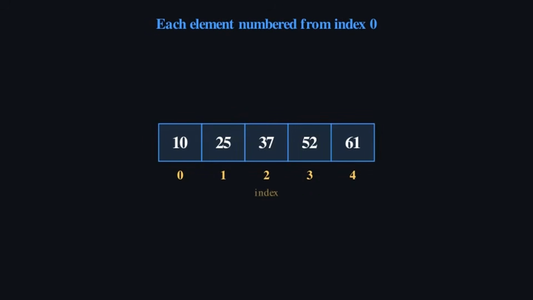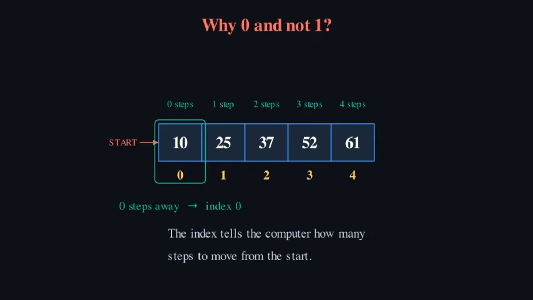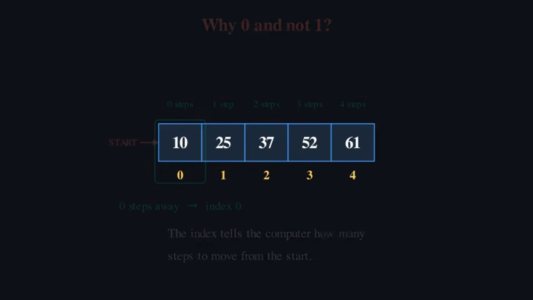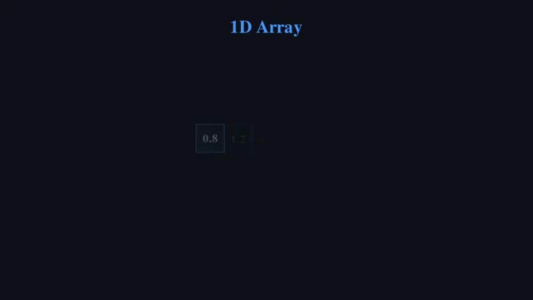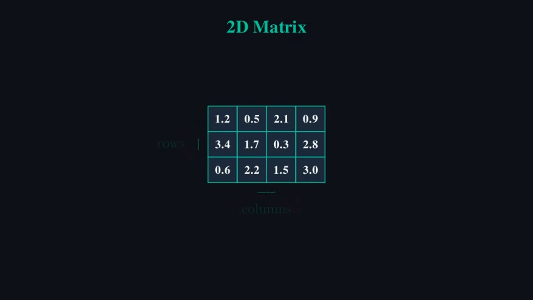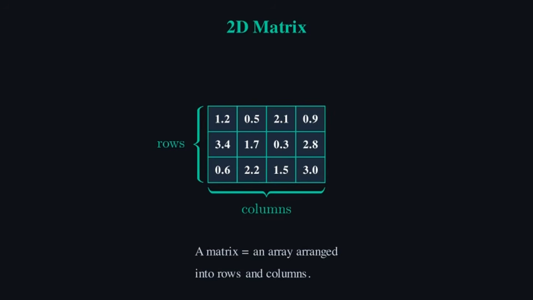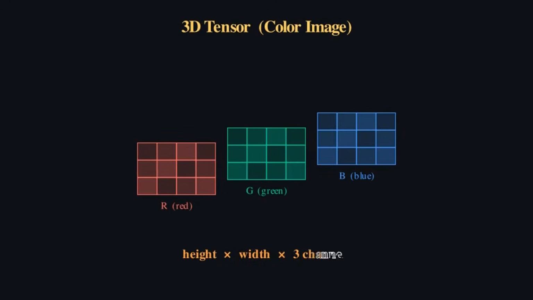Why 0 and not 1, you ask? Well, because the index just tells the computer how many steps to move from the start, and the first element is 0 steps away. In machine learning, everything you feed a model gets turned into arrays. By extension, a matrix is just an array that's arranged into rows and columns. And a tensor is the same idea stretched into even more dimensions, such as a color image which needs height, width, plus 3 color channels.